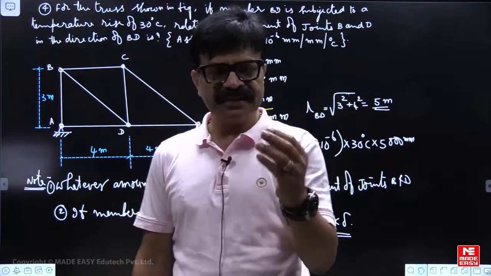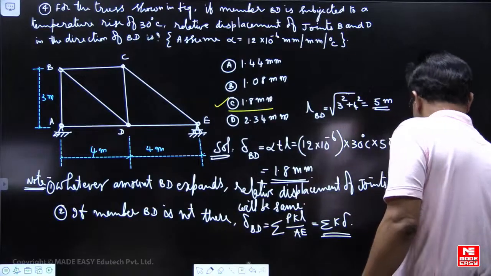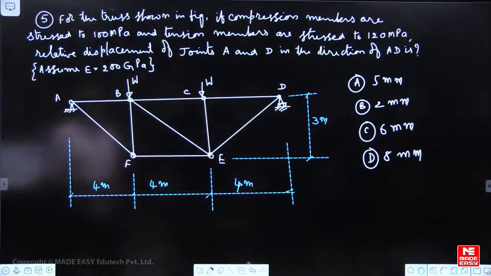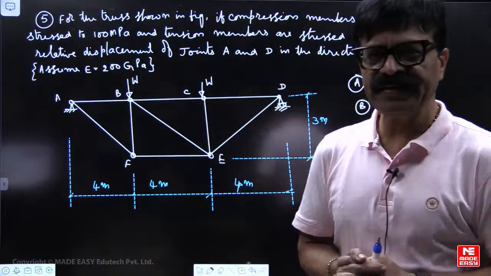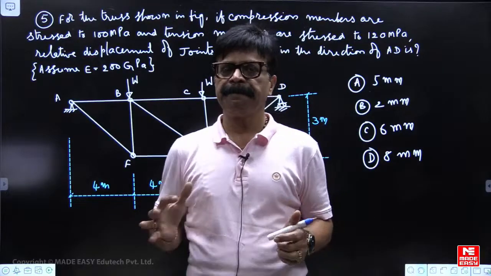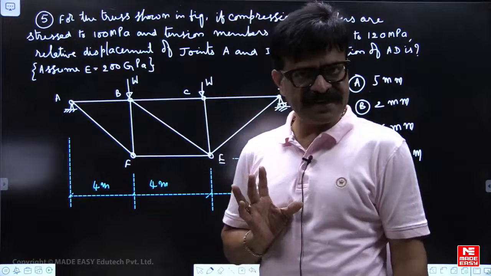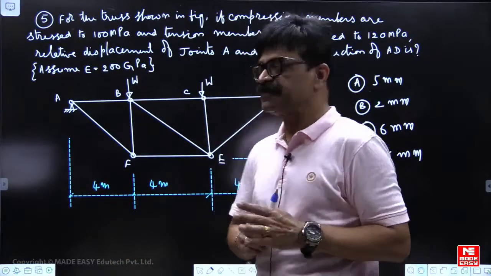How to get out in 30 seconds to 1 minute, we are trying to check. Now let us see the next one. For the truss shown in figure, again on the deflections, the allotted time is only 1 minute to 1.5 minutes. So to read the question and understand it, assume you have taken 30 seconds, then to solve it you should finish in 1 minute.